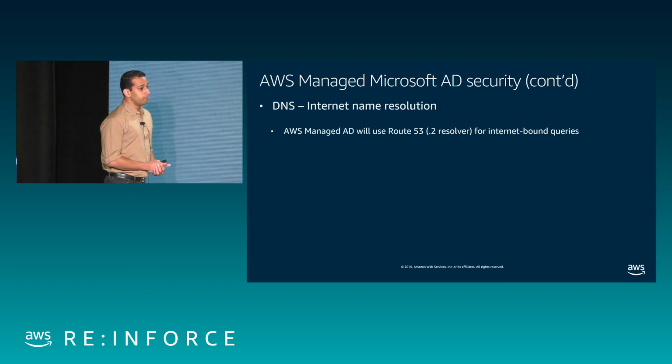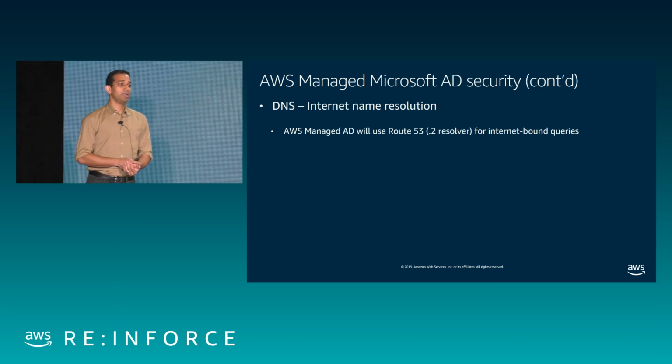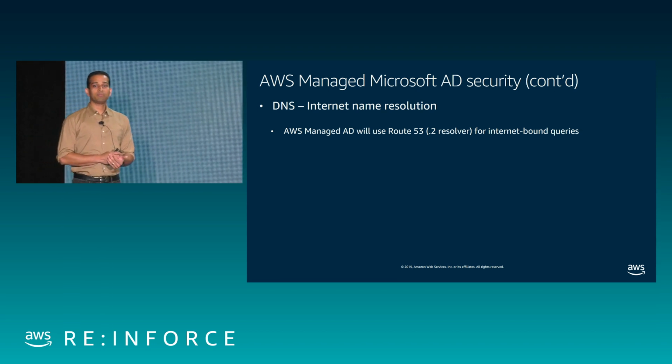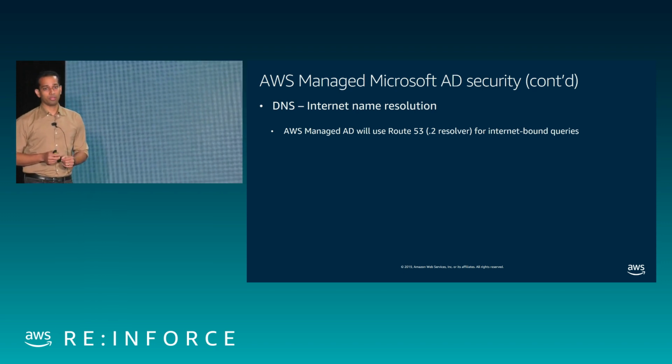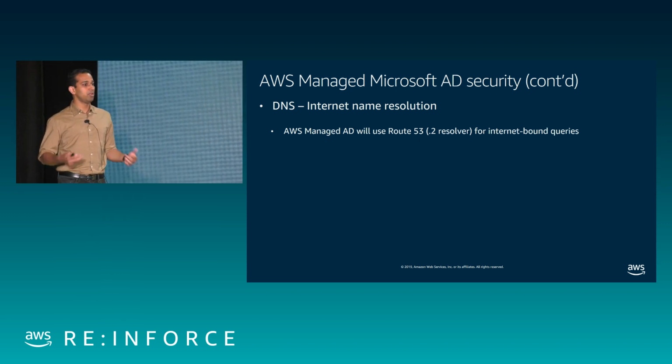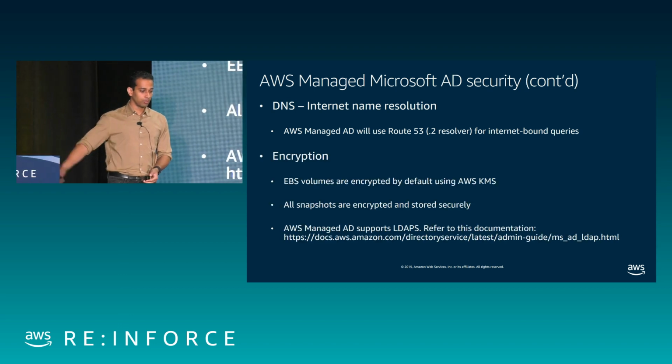DNS name resolution. So again, we talked about how you can get that DNS name resolution to work. If you're using the AWS managed AD as DNS servers, we automatically do the forwarding for you on the .2. So internet names are automatically resolved, and we manage that for you.